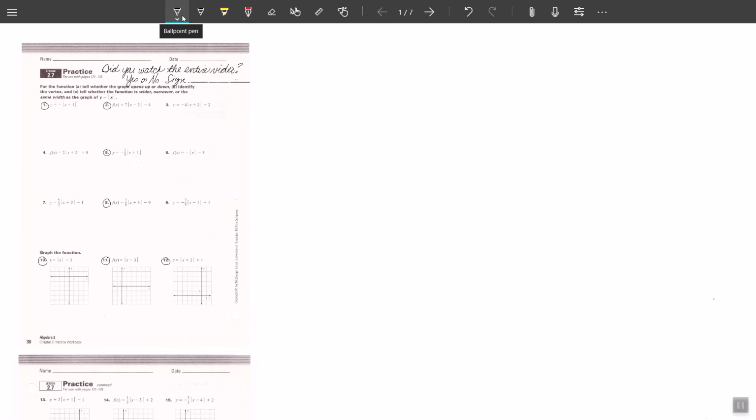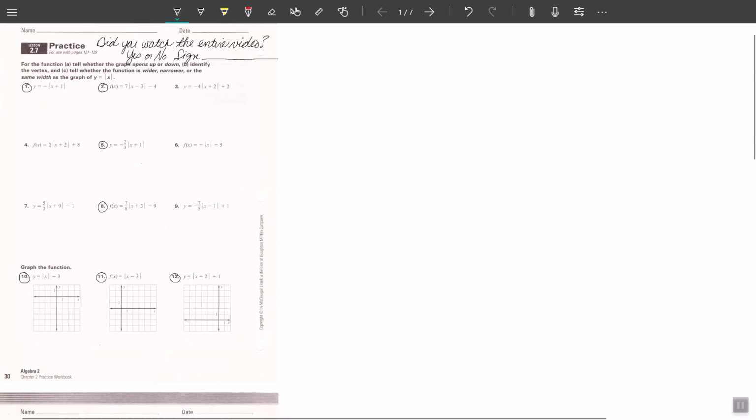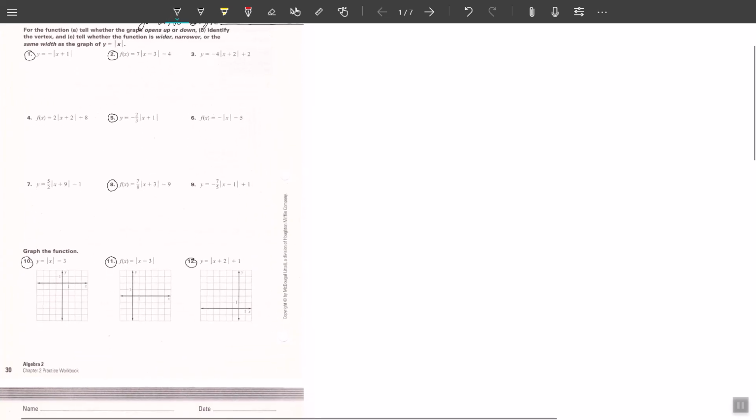All right, we are going to start working with absolute value functions. This is a new function for us. We didn't do this in Algebra 1. The absolute value function is going to take this form.